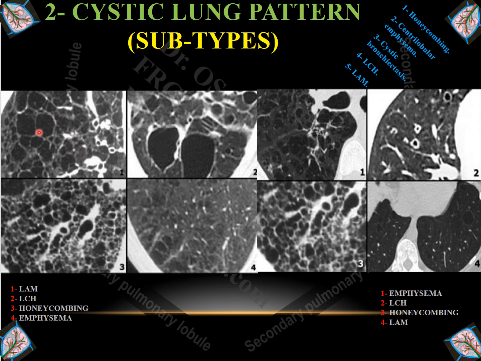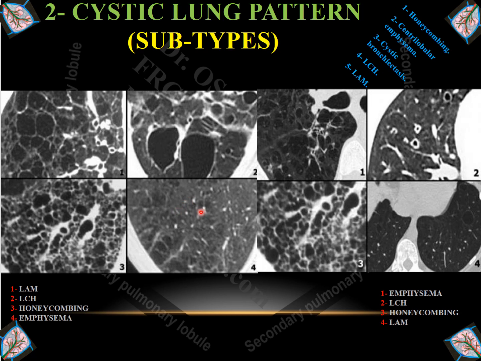As we see here, the cysts are of uniform distribution and uniform size in a patient with lymphangioleiomyomatosis. And this patient with Langerhans cell histiocytosis shows bizarre-shaped cysts with nodules. This is honeycombing appearance, rows of cysts touching the pleural surface. This occurs with end-stage fibrosis, as in usual interstitial pneumonia.